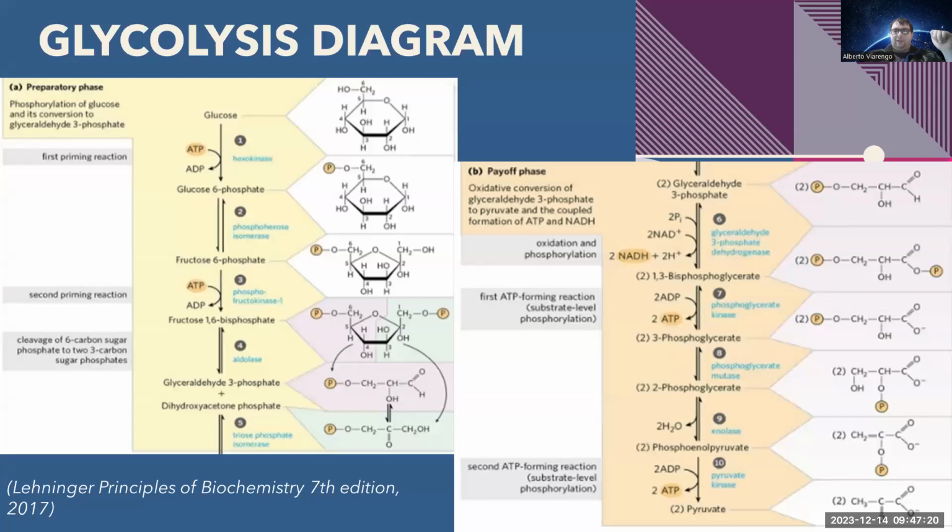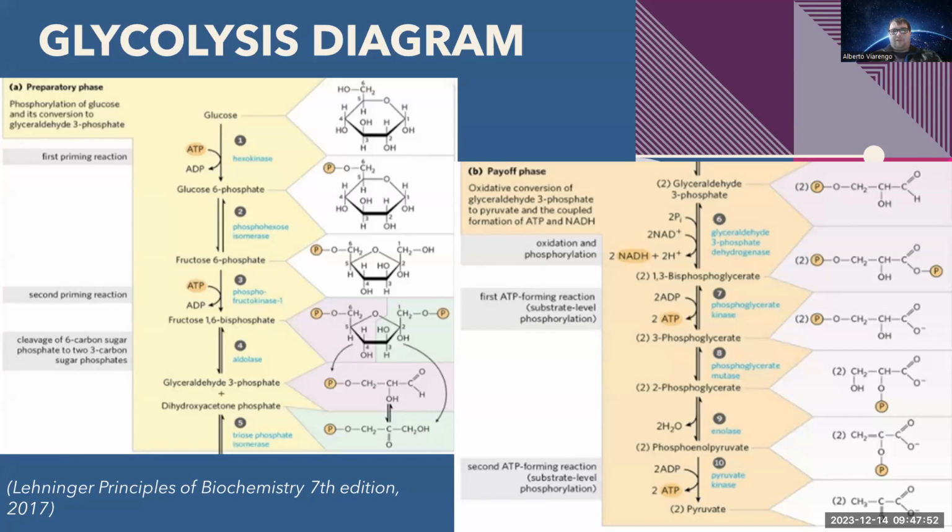This here is a little diagram of how glycolysis happens. You see, we have the preparatory phase where energy is actually inputted into glycolysis, which you see, glycolysis doesn't just happen spontaneously. It does need energy input for it to happen. One of those things where we must expend energy to get energy.